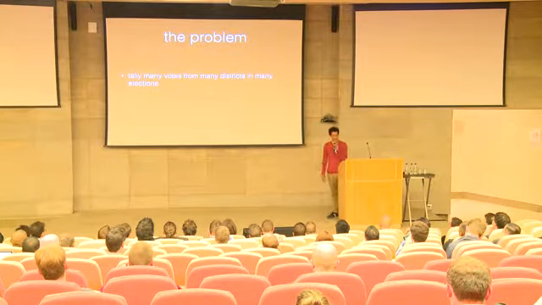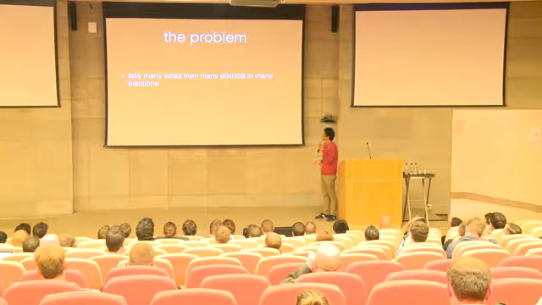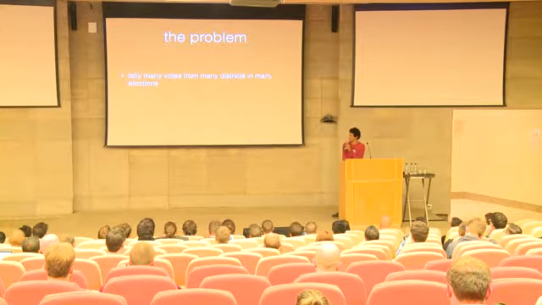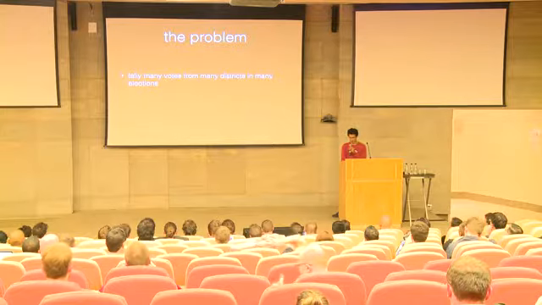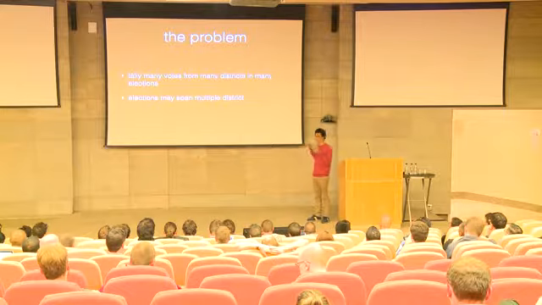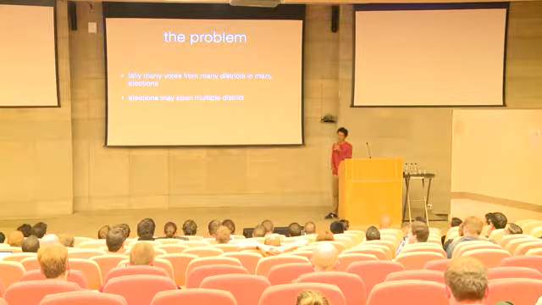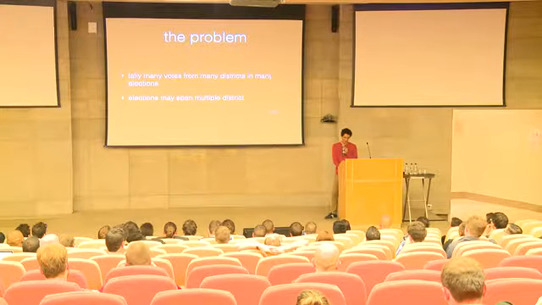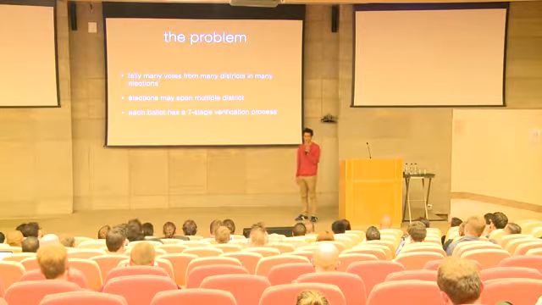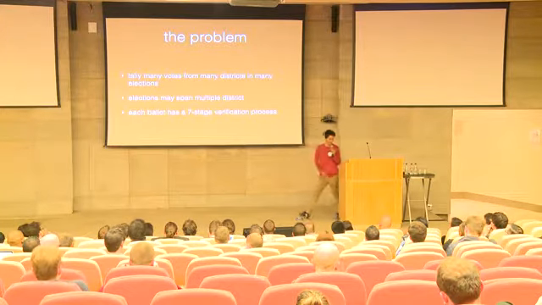Putting this into words, we wanted to tally many votes from many elections in many districts. And another thing we needed to account for was that the elections may span multiple districts. I'm bringing this up because this is an interesting point that we didn't know at first when we built the system. And that's going to happen whenever you build something. Each ballot in the system goes through a 7-stage verification process, and our main responsibility was building this 7-stage verification process.